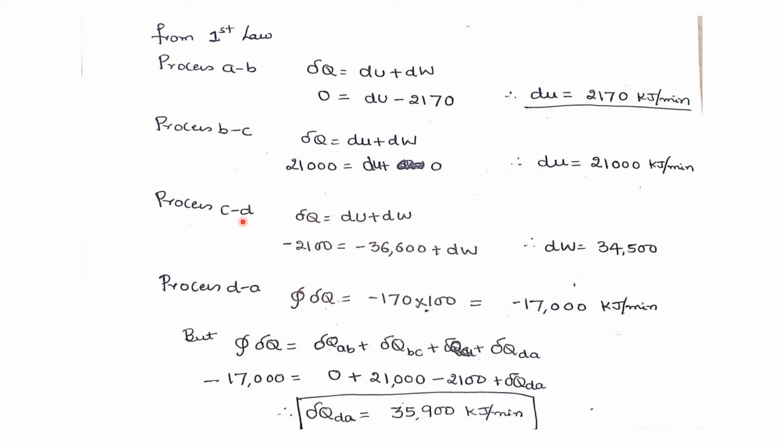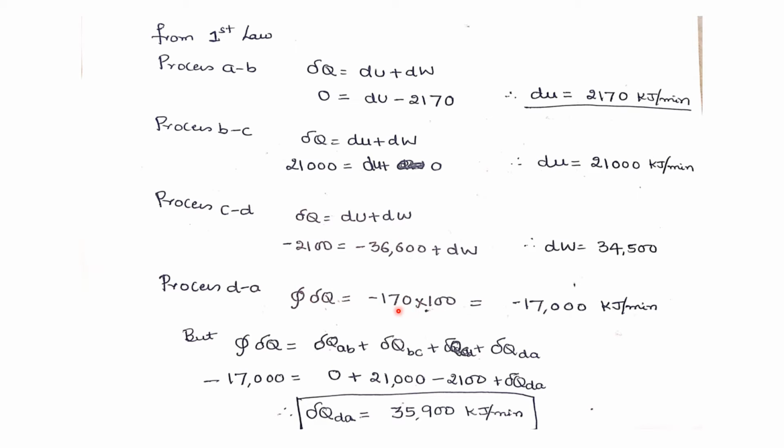Next, for process CD, delta Q equals dU plus dW. Delta Q is given in the problem as minus 2,100, and dU is minus 36,600, which is also given in the problem. So we have to calculate dW. If I shift dU to the other side it becomes plus, so dW will be equal to 34,500.